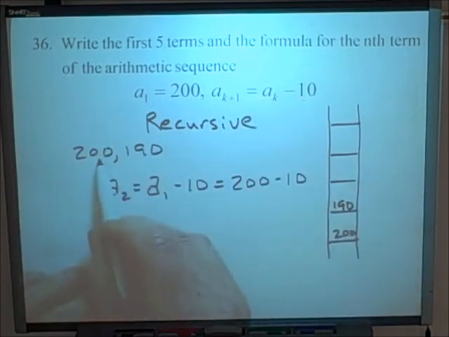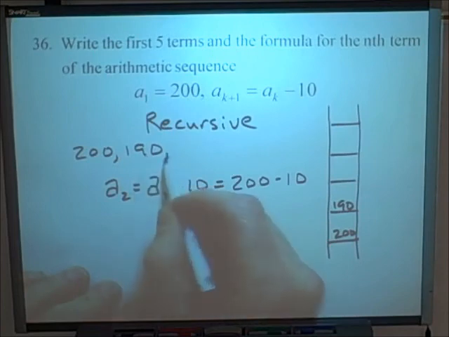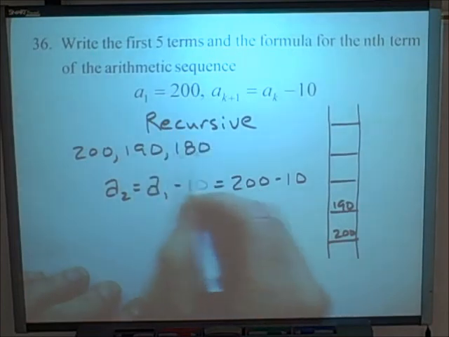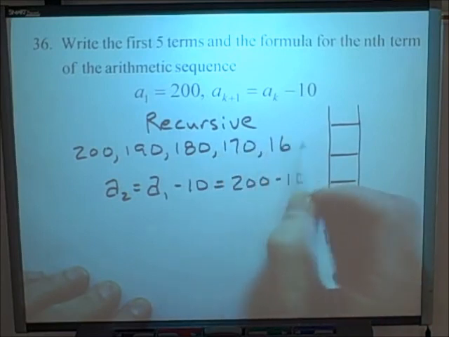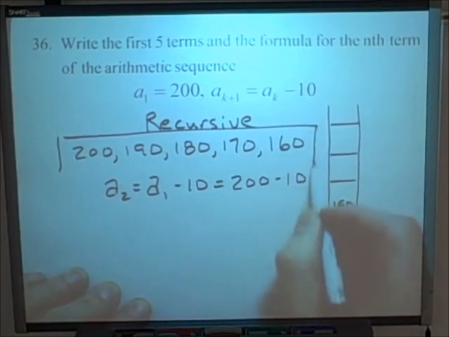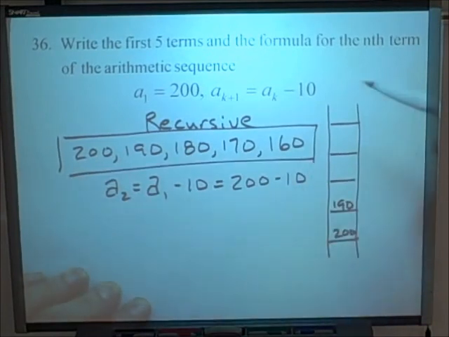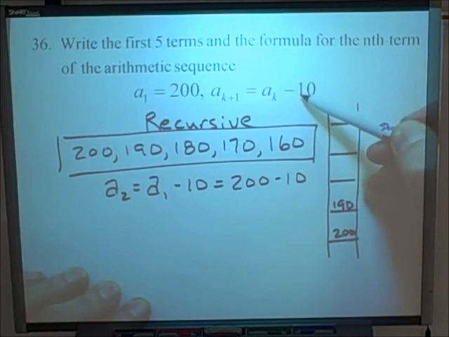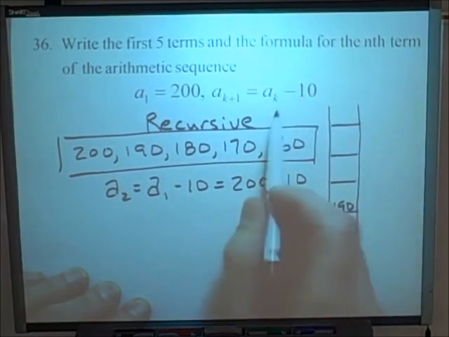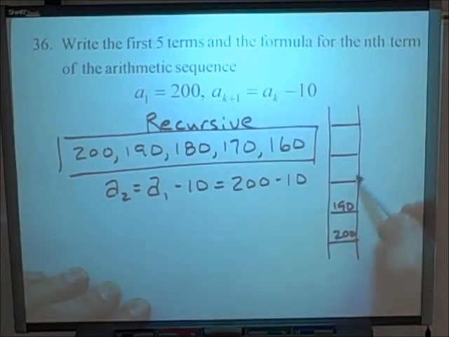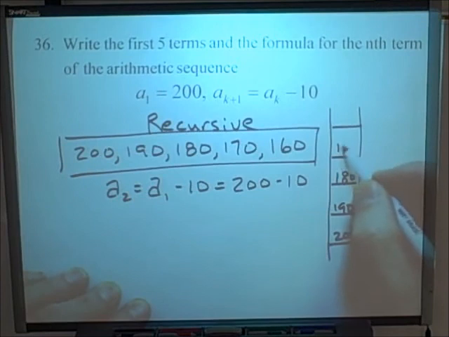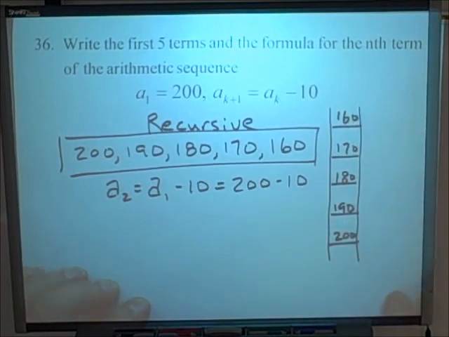So if my first term's 200, it stands to reason my second term is 190. 180 is 10 less than 190. 170 and 160. Thinking of a recursive definition as a ladder and what steps we have to take, in this case we step by reducing 10. If I know A1, A2 is A1 minus 10. It costs me 10 to move up the ladder.